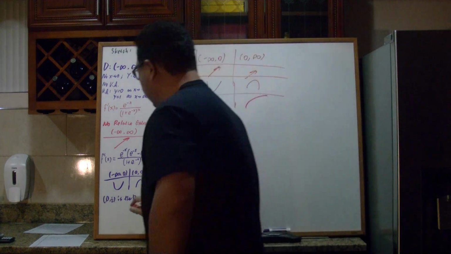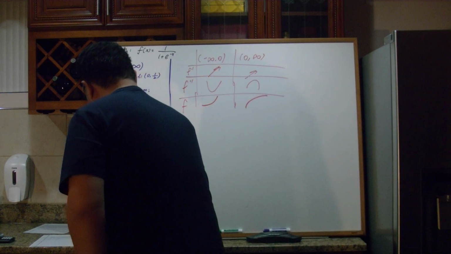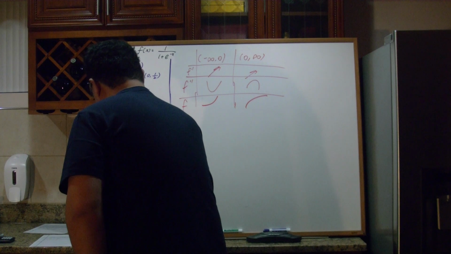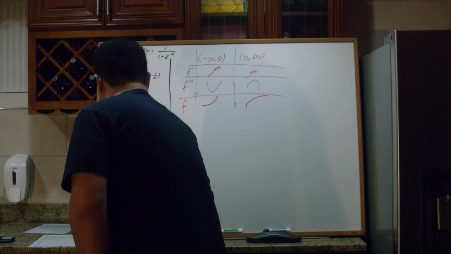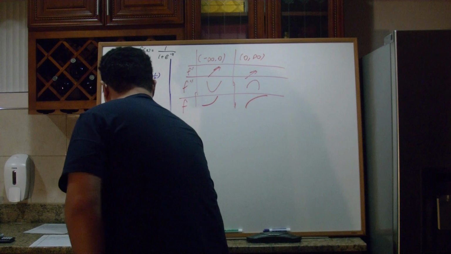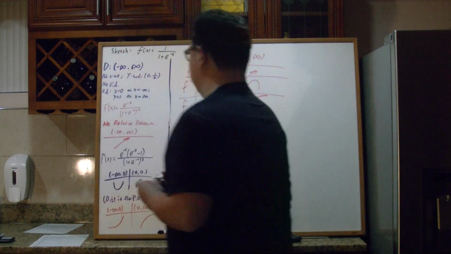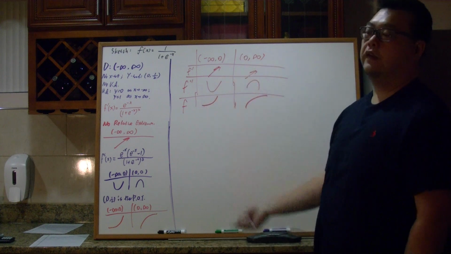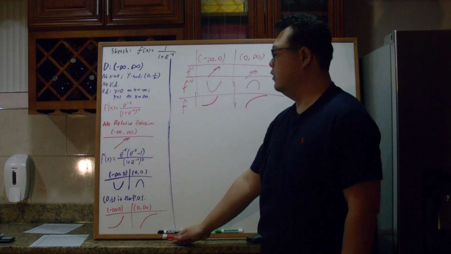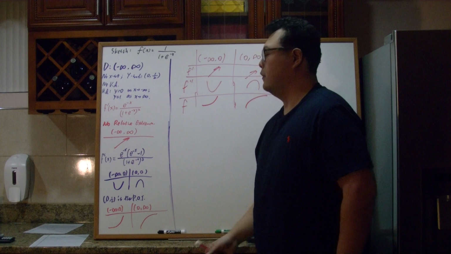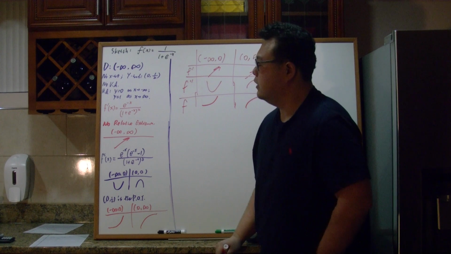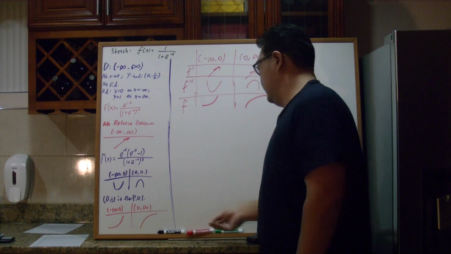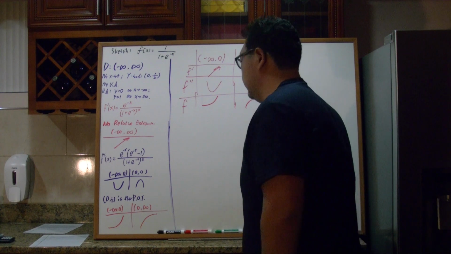So finally, we have negative infinity to 0 and 0 to infinity as the intervals: increasing concave up and increasing concave down. That is the final shape of everything we have. So everything we do, we find the final shape of the function, with the relative extrema and the point of inflection.